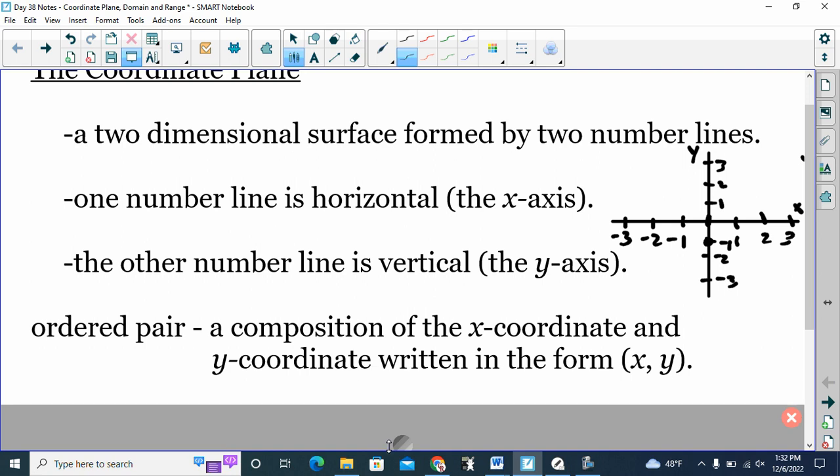An ordered pair is a composition of the x-coordinate and the y-coordinate, and it's always written in this form right here. An ordered pair is written in parentheses with the x value first, comma, and then the y value. A composition of the x-coordinate and the y-coordinate written in the form (x, y) should be in parentheses with a comma in between.